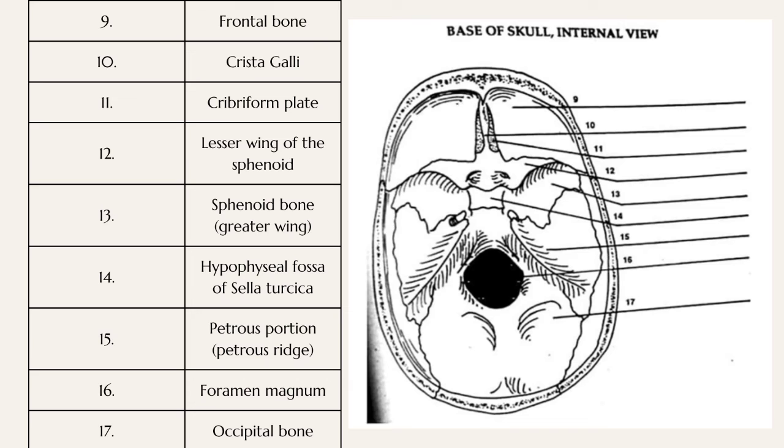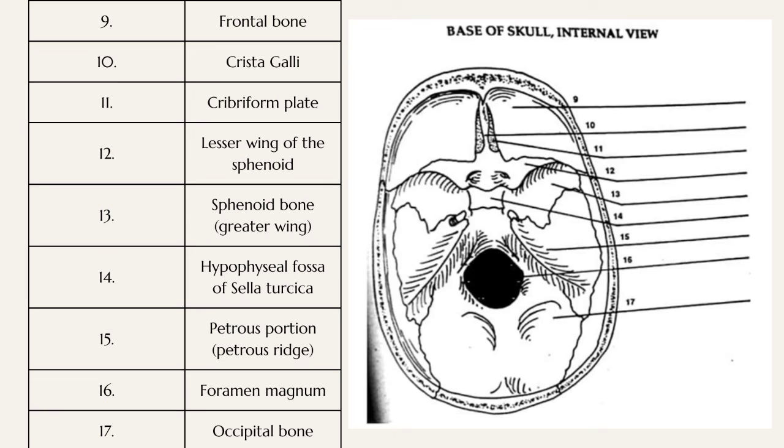Number 13 is the sphenoid bone, or the greater wing. The sphenoid bone has many essential functions. One of these is that it helps form the base and lateral sides of the skull in combination with the orbital floor. It has many articulations with other bones that give the skull rigidity. It is an attachment site for many of the muscles of mastication.